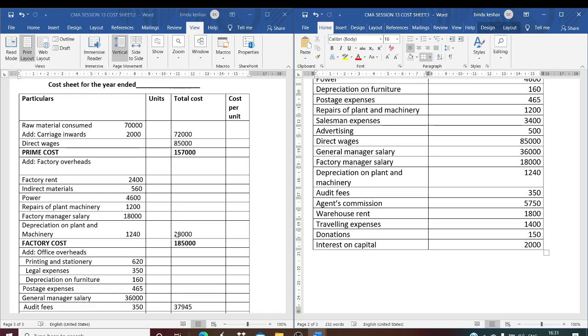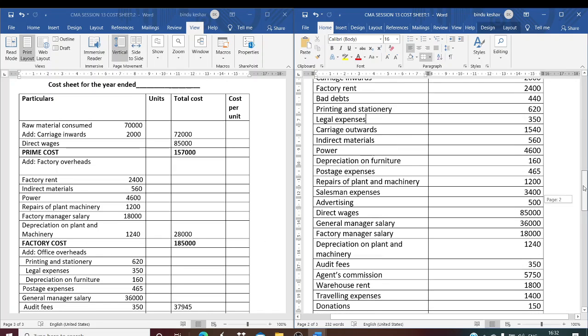So when we add the factory overheads to the prime cost, we get the factory cost. If there is work in progress, opening balance as well as closing balance, we'll have to adjust here. That is, add opening stock of work in progress less closing stock of work in progress. 1,85,000 is the factory cost.